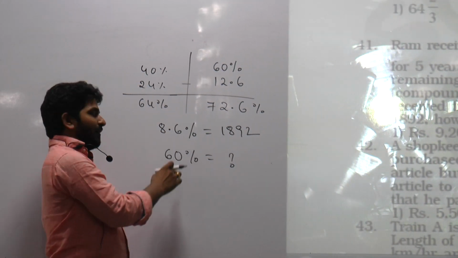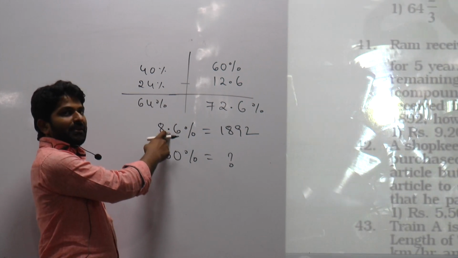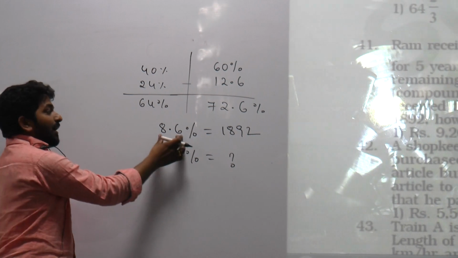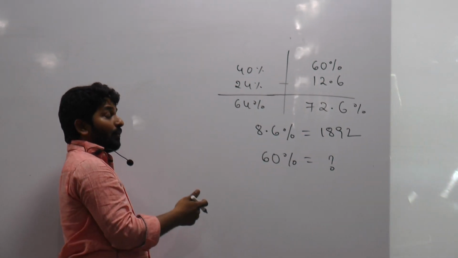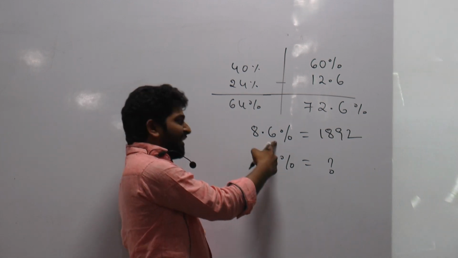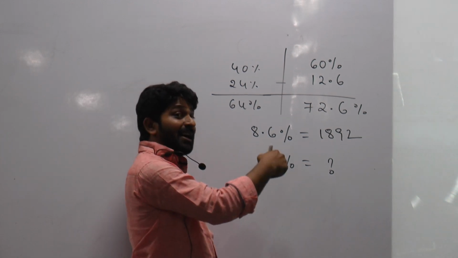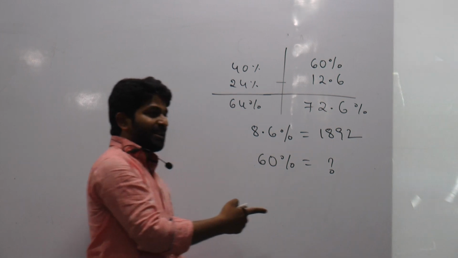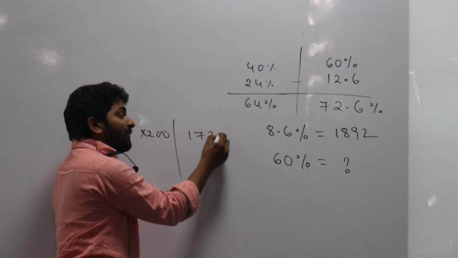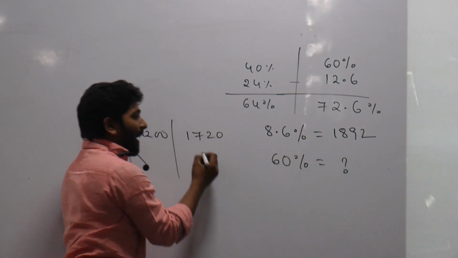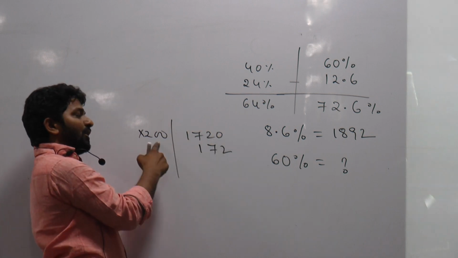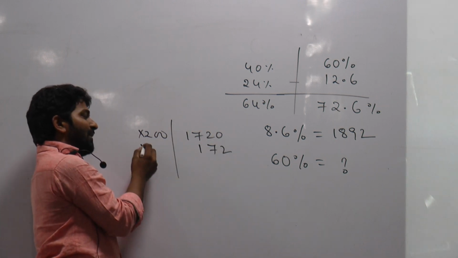8.6. For the time being, forget about the point. 86, 2 times is 172. So 8.6 10 times is 86, 8.6 100 times is 860, 8.6 200 times is 1720. But still you need to add 172. If 1720 is 200 times, 172 will be 20 times.